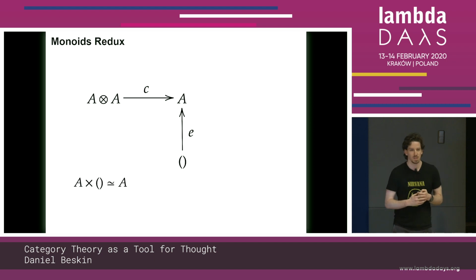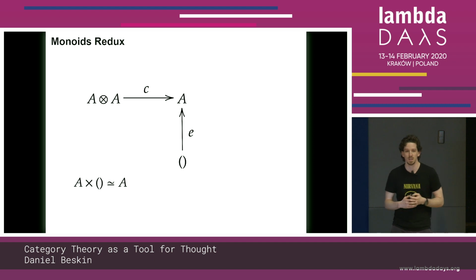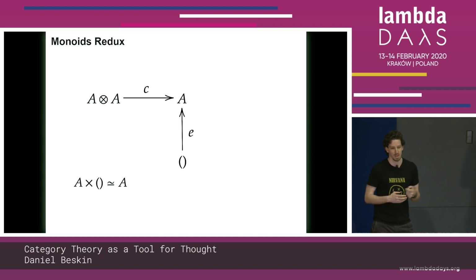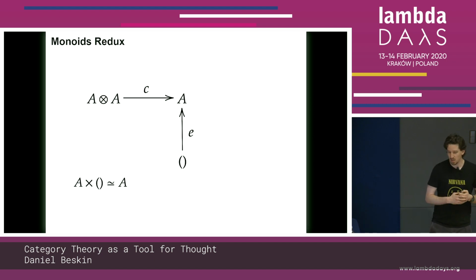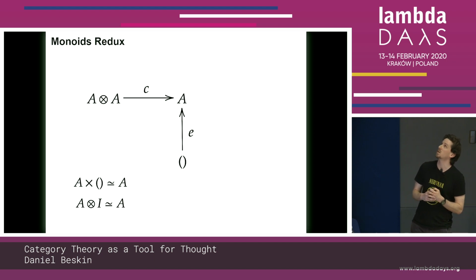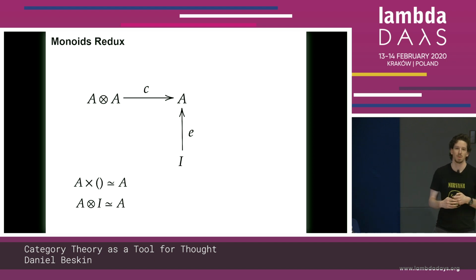It also serves as the identity of the product. It means that A product with unit is equivalent to A itself, because the unit doesn't really add anything new. So we'd like to have something equivalent with our tensor product. I'll call this I, short for identity. The identity of the tensor is such that A tensored with its identity is equivalent to A. And so we can replace the unit with this I that corresponds to the tensor that we're using.